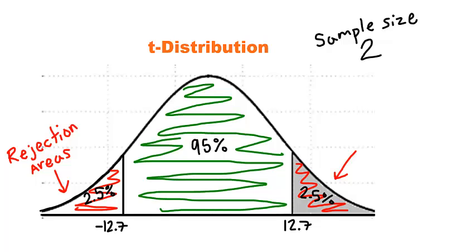So then our critical areas, the t-scores would be 12.7 and negative 12.7 over here. So we would say if t is less than or equal to negative 12.7, or if t is greater than or equal to 12.7, then we could reject the null hypothesis.